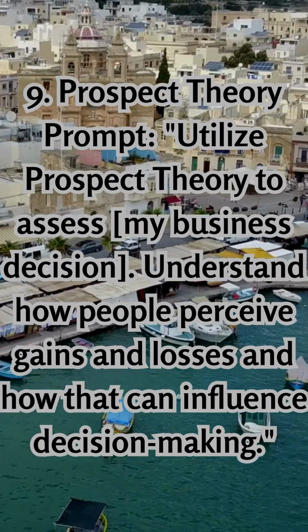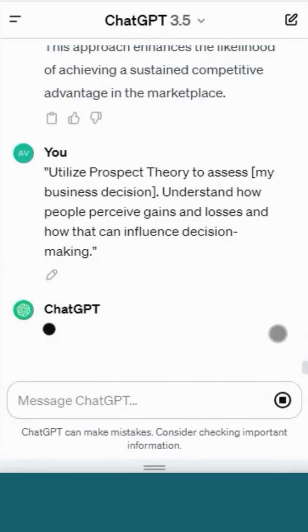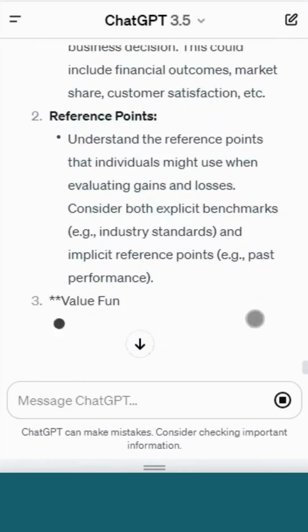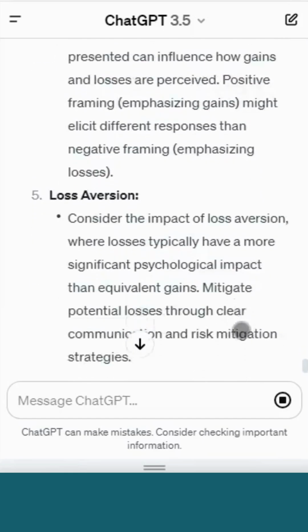9. Prospect theory. Prompt: utilize prospect theory to assess my business decision. Understand how people perceive gains and losses and how that can influence decision-making.